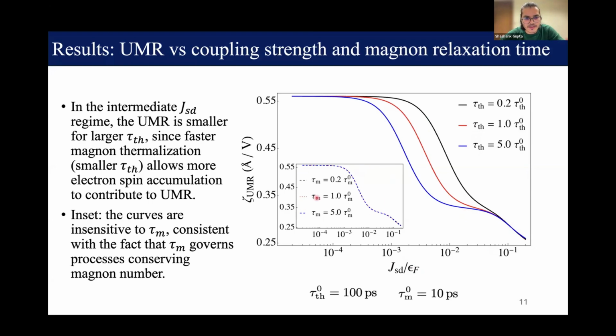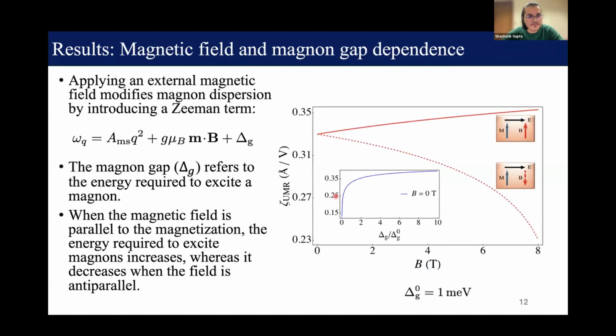The inset shows the UMR for different magnon momentum relaxation times, and we can see that the curves are insensitive to the values of tau m, because tau m always conserves the magnon numbers. So even if we use different tau m's, we will have the same magnon numbers, so the same interaction. That's why we don't have a distinction between the thermal magnon relaxation time and the momentum relaxation time.